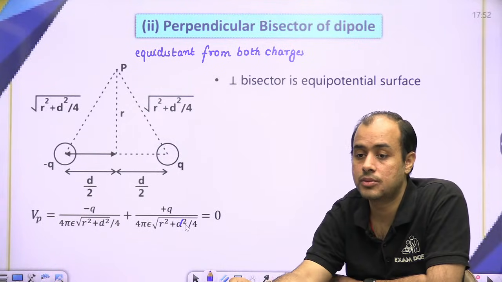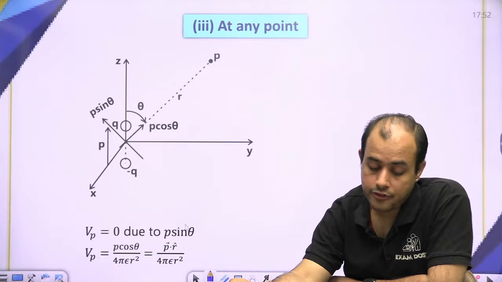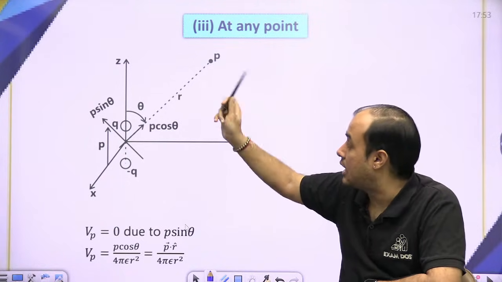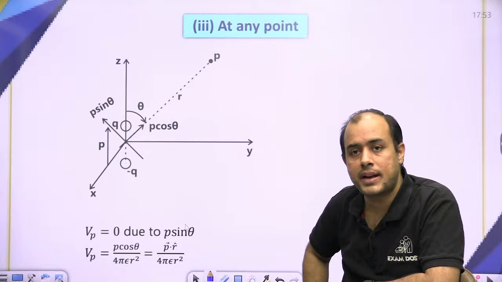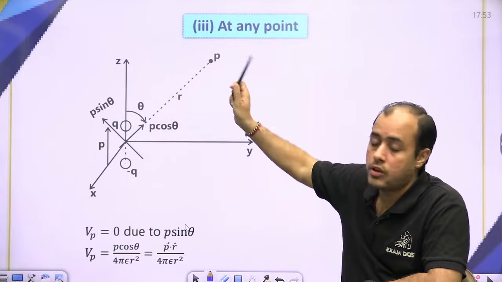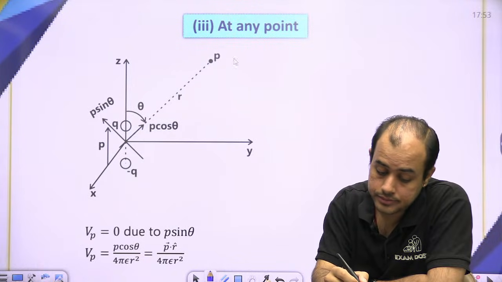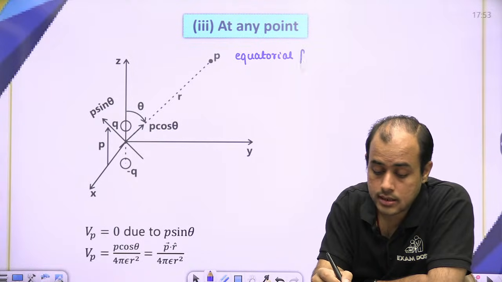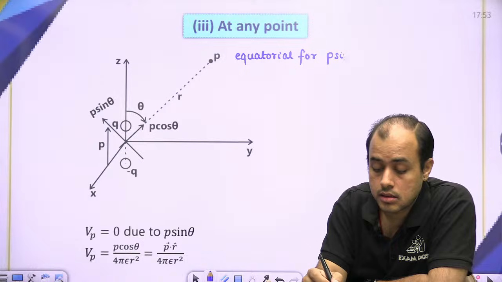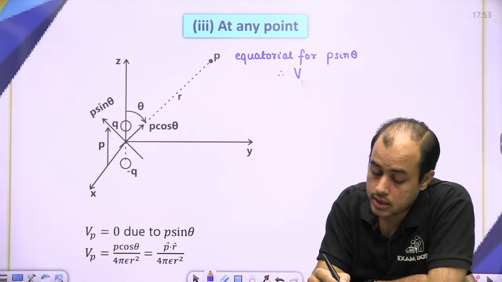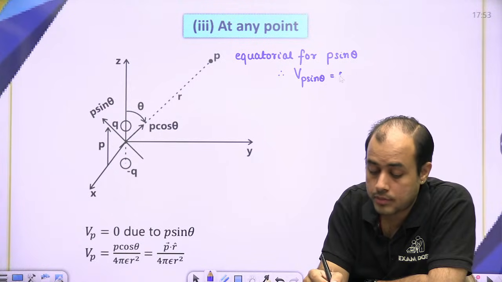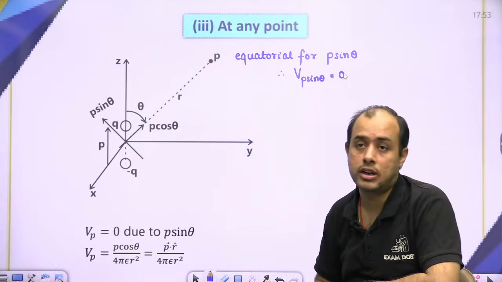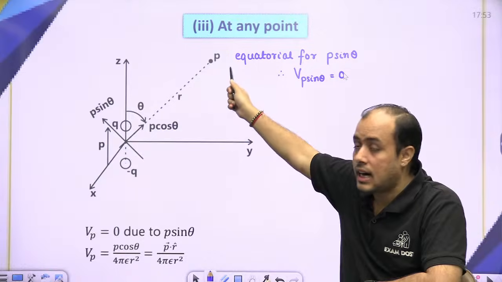चलिए, for any point you can resolve a dipole into two parts, again p cos theta along the r vector, p sin theta perpendicular. For perpendicular it is equipotential, so this is equatorial for p sin theta, therefore potential due to p sin theta will be 0. Only because of p cos theta it will be. So p cos theta can be written as p dot r cap, because r cap is the unit vector in the radial direction.